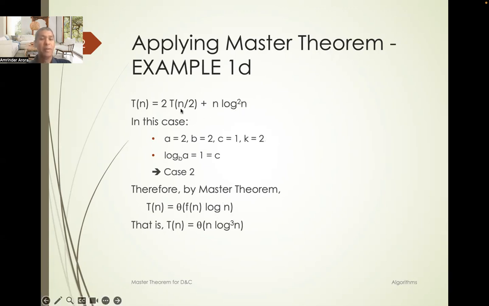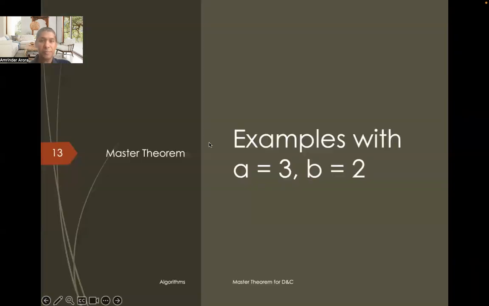One more here. Now, in this case, f of n is equal to n log square n. So a is equal to 2, b is equal to 2, c is equal to 1, k is equal to 2. So in this case, log of a to the base b is equal to 1 is equal to c. So it's equal. So therefore, we'll have f of n log n, which is n log cube n. So here was log k. Now it becomes log k plus 1. This is also case 2 because A, B, and C told us that it's case 2.